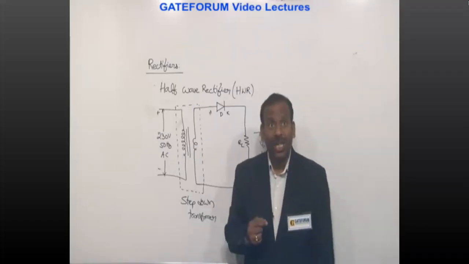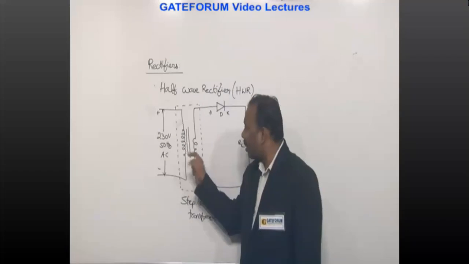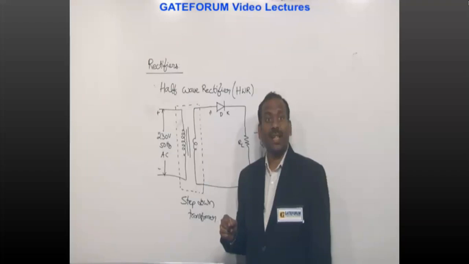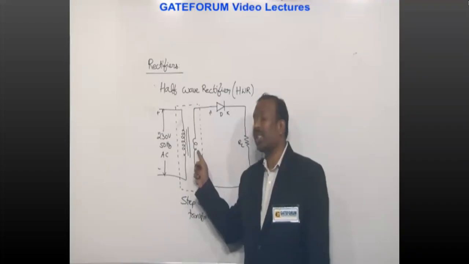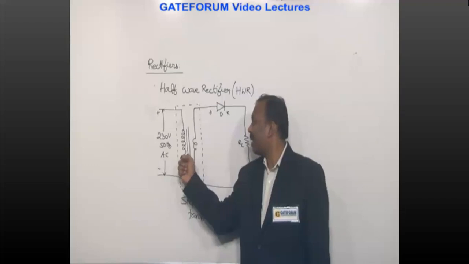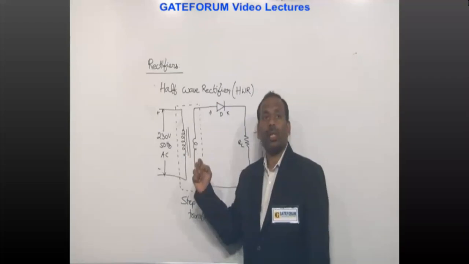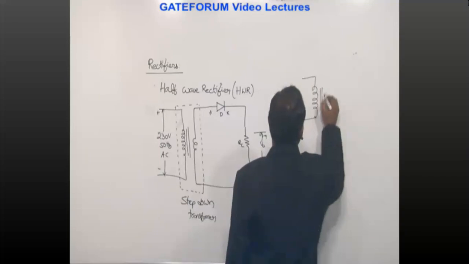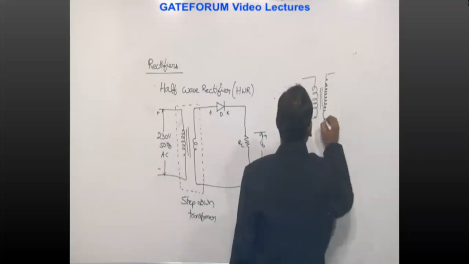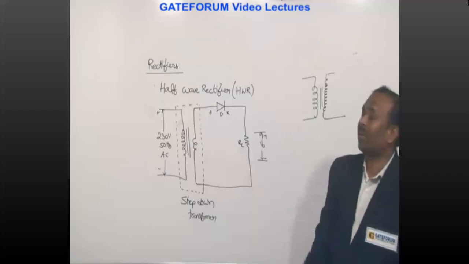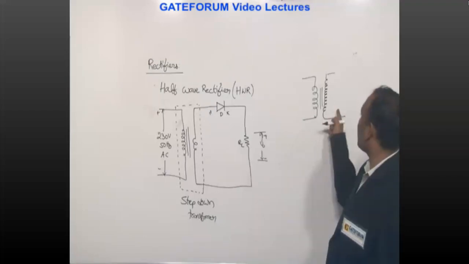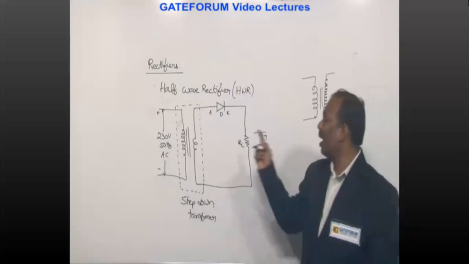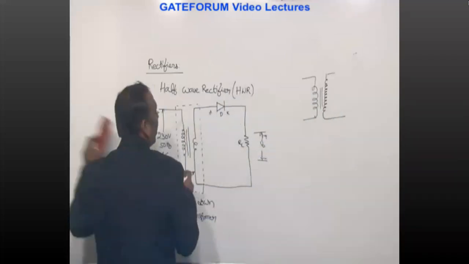How are you going to identify? See here, the number of windings in the primary is more, and the number of windings in the secondary is less. Is it clear? That means the secondary voltage is less than the primary voltage, so it is a step down transformer. If it is like this, with more windings on the secondary, then it is a step up transformer. In our application, we are using a step down transformer.